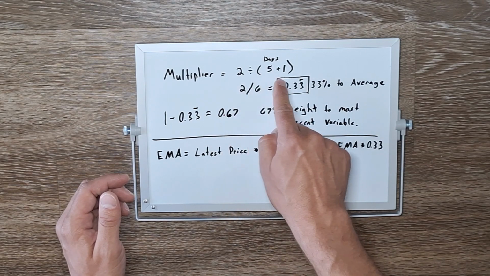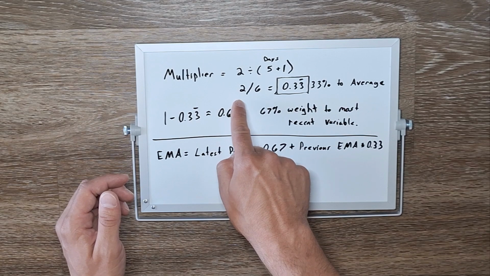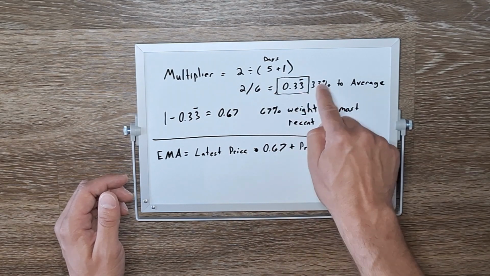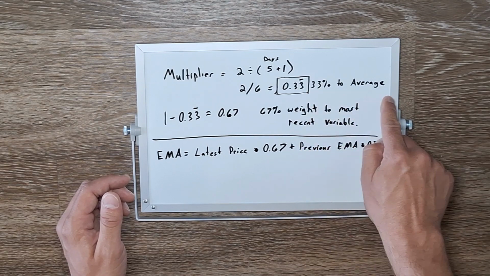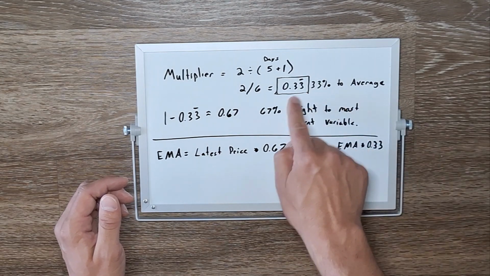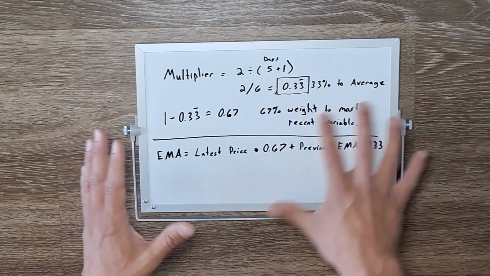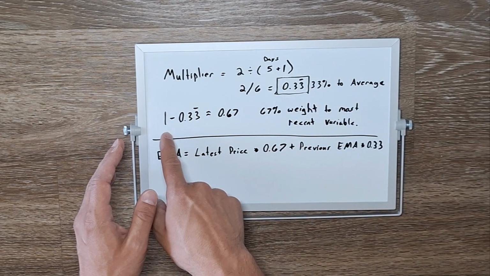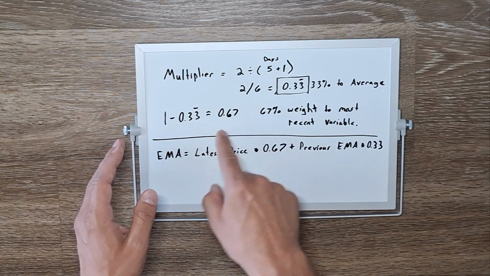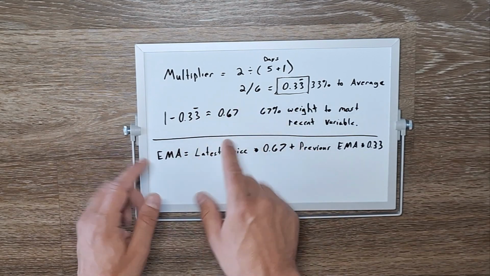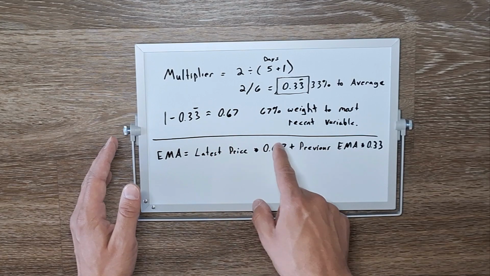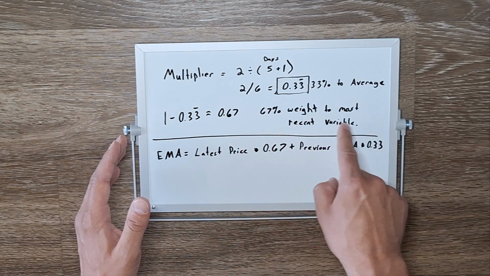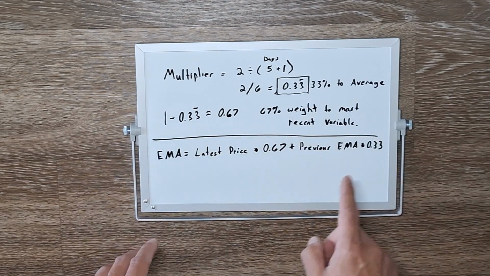2 divided by 5 plus 1. So that would simplify to 2 divided by 6 equals 0.33 continuing, which is 33% weight to the average. So we're going to have 33% of the weight going to the average. And then to find the inverse of that, we do 1 minus 0.33 continuing to 0.67. Obviously, these are just rounded. I'm not getting exact variables here, otherwise I would use fractions. So here we have 67% weight to the most recent variable.